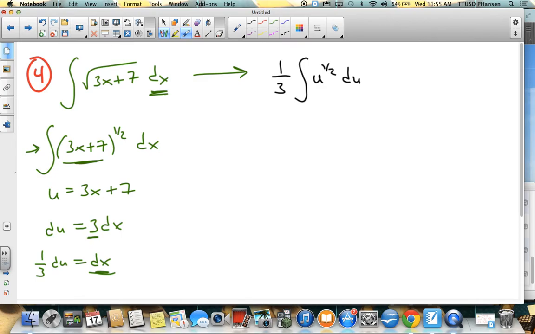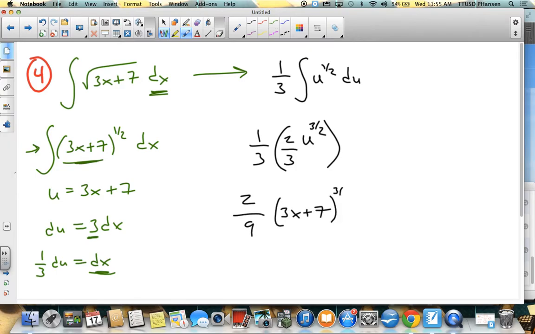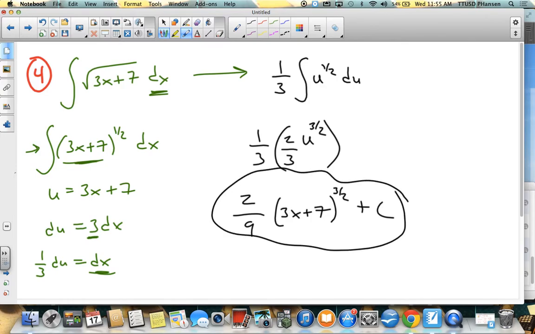That's an easy integral. I have 1/3. The u becomes u to the 3/2, right? I add 1 and I divide by 3/2, or hopefully you're all multiplying by 2/3. And now I'm going to get 2/9, back substitute, (3x plus 7) to the 3/2 plus c. There is my antiderivative. Take the derivative of it to make sure that you get back to the original integrand.